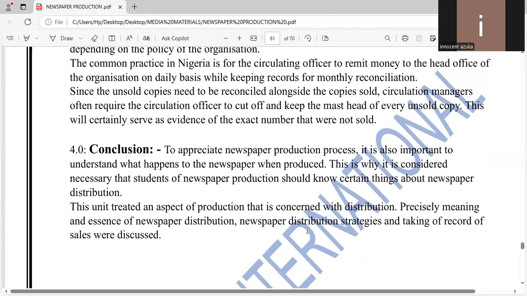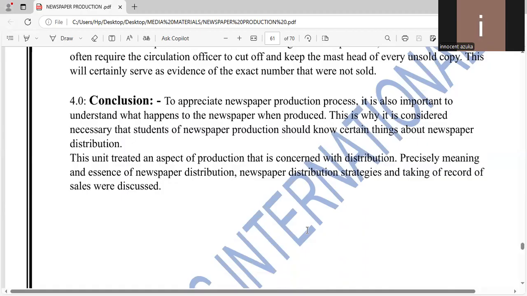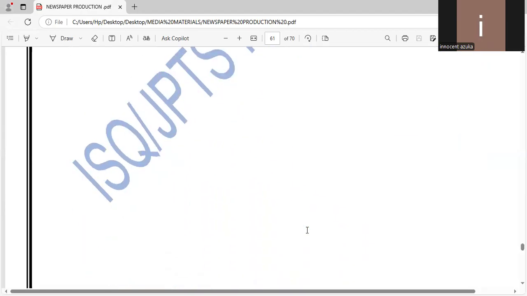To appreciate the newspaper production process, it is important to understand what happens to the newspaper when produced. This is why it is considered necessary that you students should understand newspaper production and should know certain things about newspaper distribution.